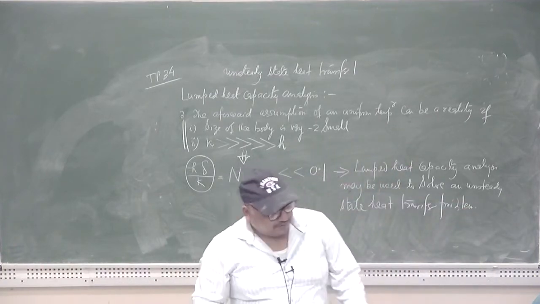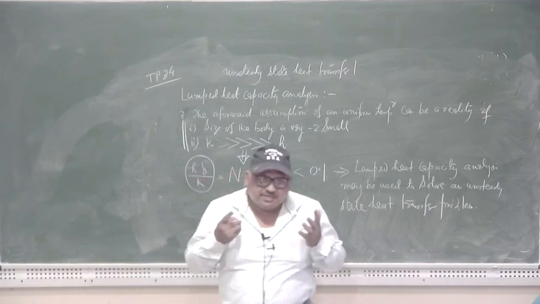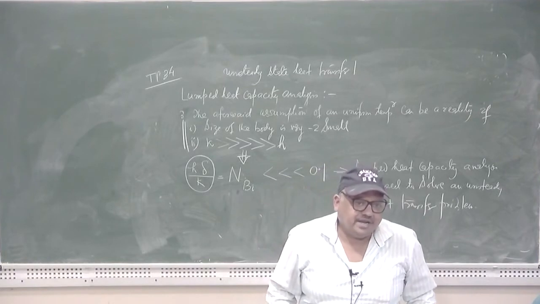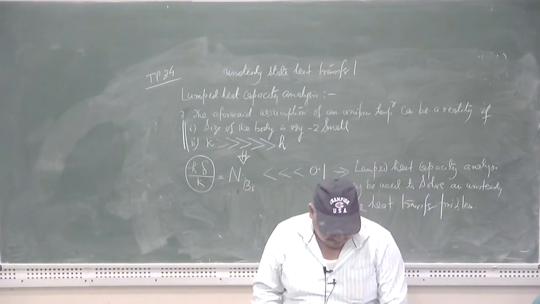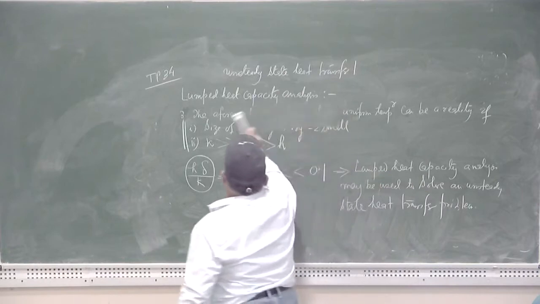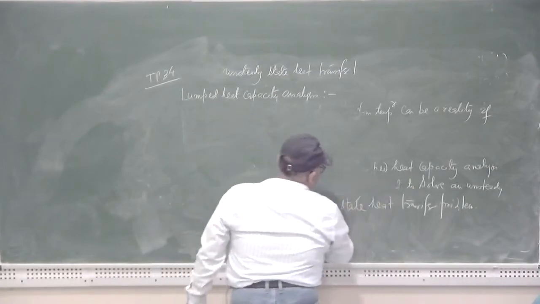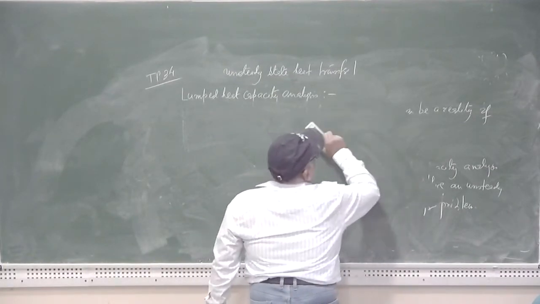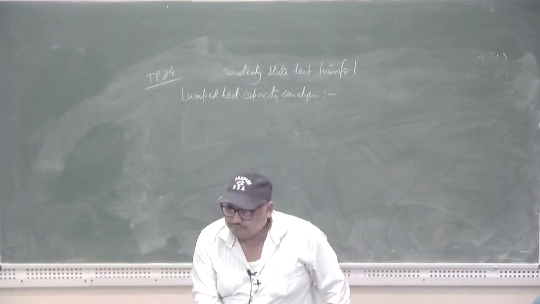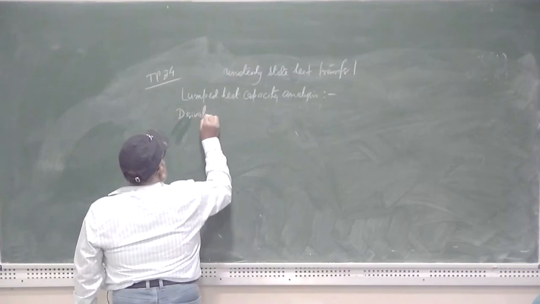So we talked about the lumped heat capacity analysis, its physical validation, and the conditions in which this can be used for solving an unsteady state heat transfer problem. Now come to the derivation part of this lumped heat capacity analysis. What are the governing equations for this lumped heat capacity analysis? Derivation.